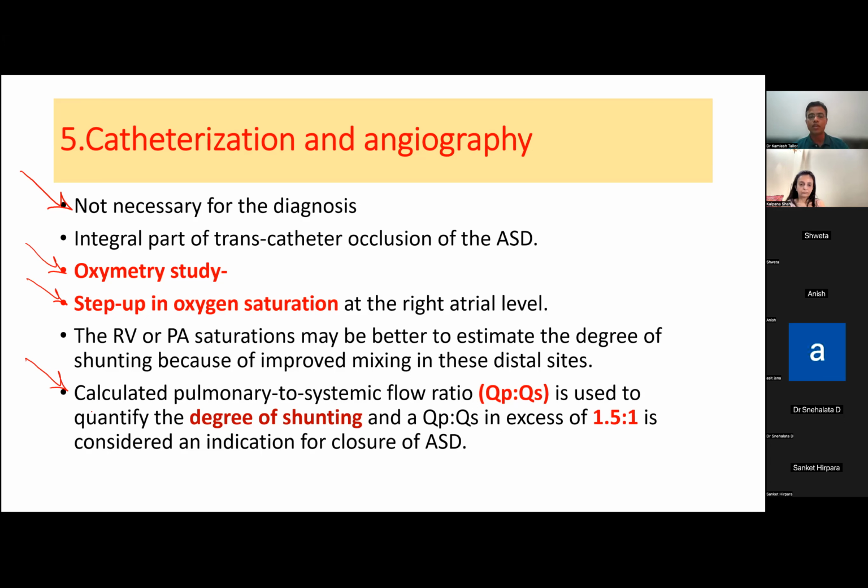They will be able to calculate the degree of shunting, and then they will calculate this Qp:Qs, which is the quantum of blood flow going in the pulmonary circuit versus the quantum of blood flow going to the systemic circuit. If it is 1.5 to 1, that is 1.5 times the amount of blood is going to the pulmonary circuit compared to the systemic circuit. This is one of the indications to close the ASD.